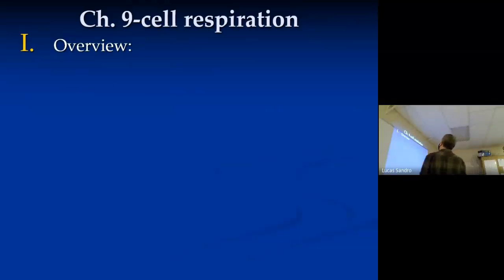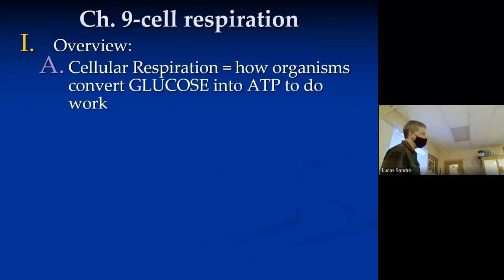The overview is what you're doing is converting the energy stored in glucose into more usable energy in ATP. Remember, ATP is that molecule, adenosine triphosphate, that has 3 phosphates. But the third one really doesn't want to be there, and will pop off and release a little bit of energy whenever you want it to.